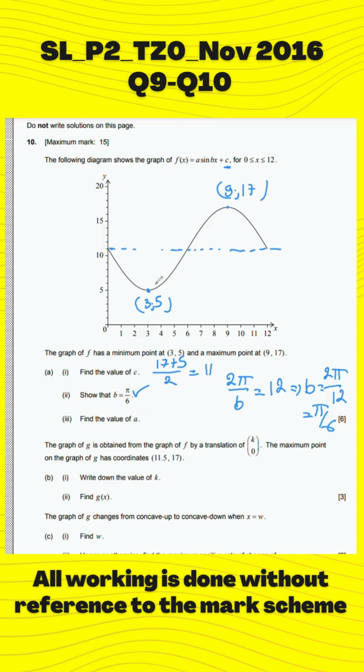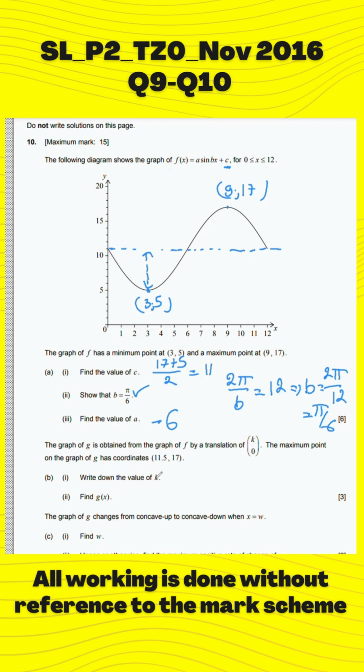Find the value of a. A is the amplitude, so it's this vertical distance. This will be from 5 to 11, which is 6. And be careful here. This is a sine function with no phase shift. So after the y-intercept, it should be a maximum, but here it's a minimum. So that means that a will have a negative sign. So it will be negative 6.